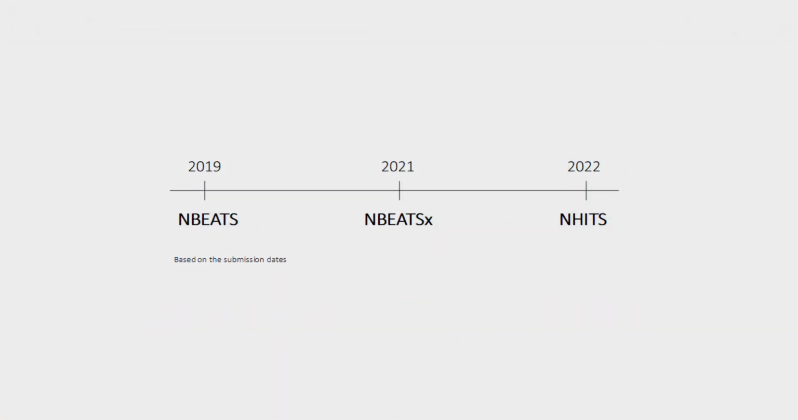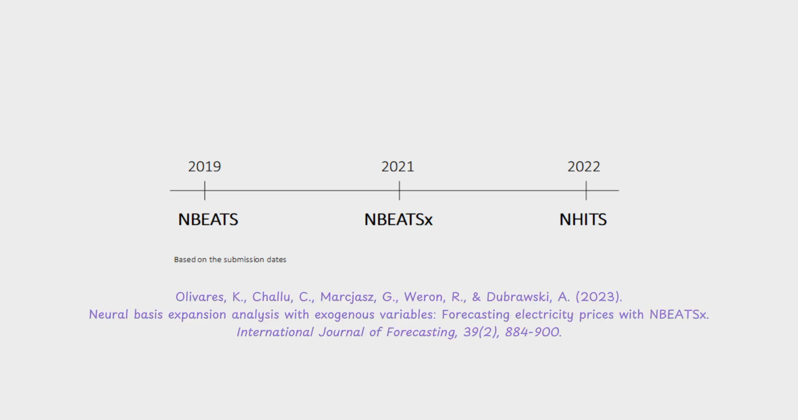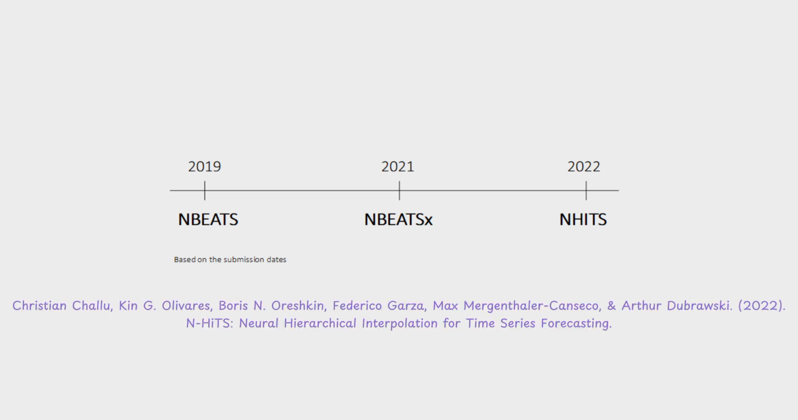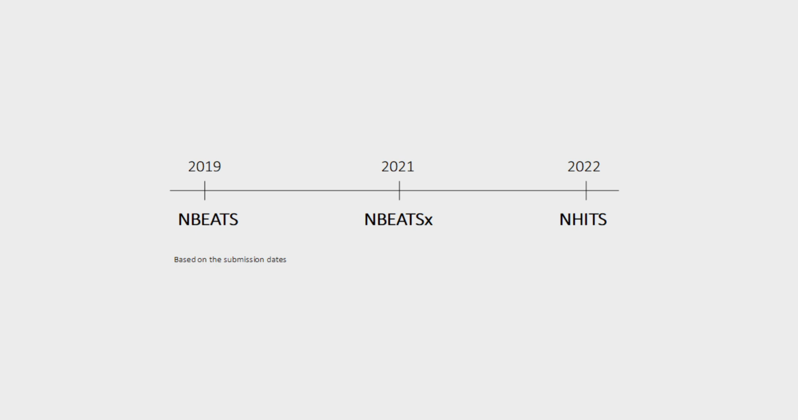And then they improved NBEATS to allow exogenous variables. So the x in NBEATSx is for exogenous. Okay, so that's the extension of NBEATSx from NBEATS. But NBEATSx cannot choose the sampling rate like NHITS. So what we're going to study right now is in between NBEATS and NHITS.